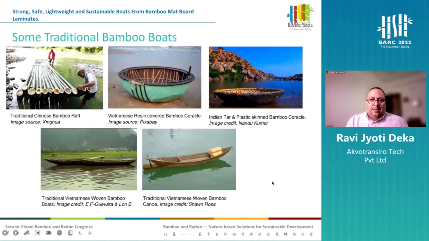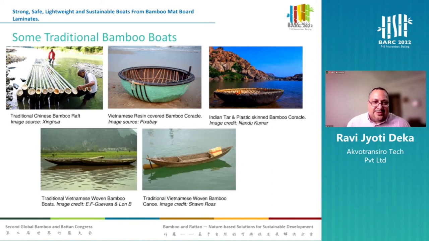So I would like to end my presentation by showing you a few traditional bamboo boats which are prevalent around the world. So we have not really invented the wheel, we have made it much stronger, much more efficient.